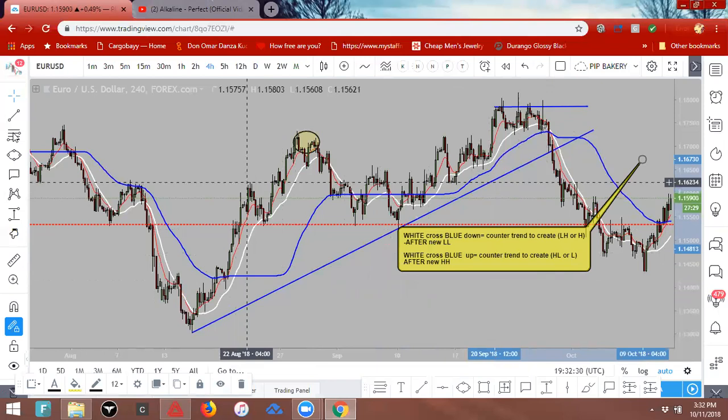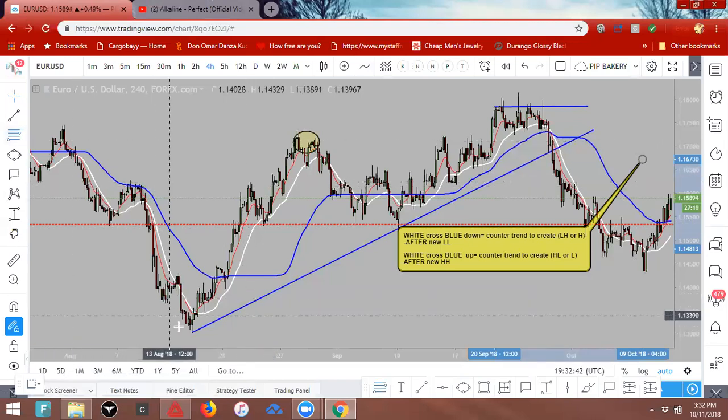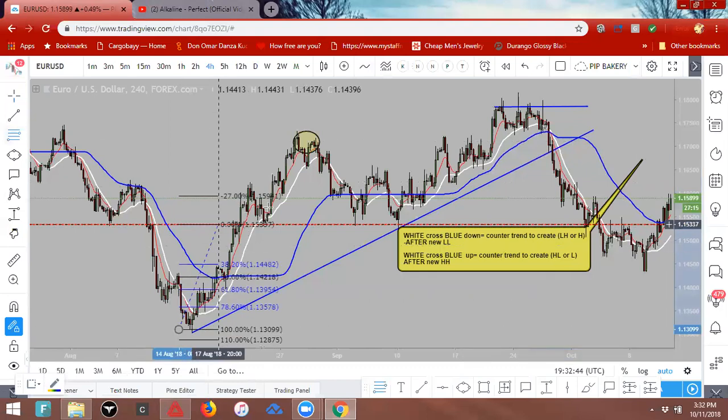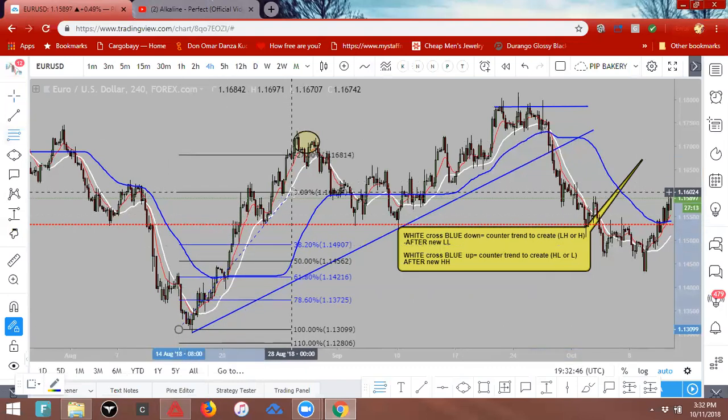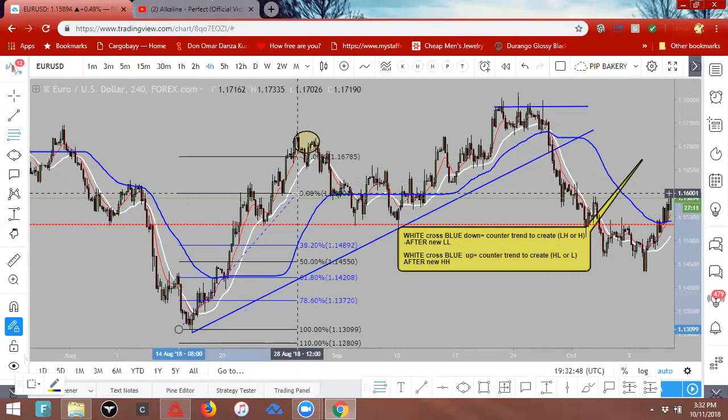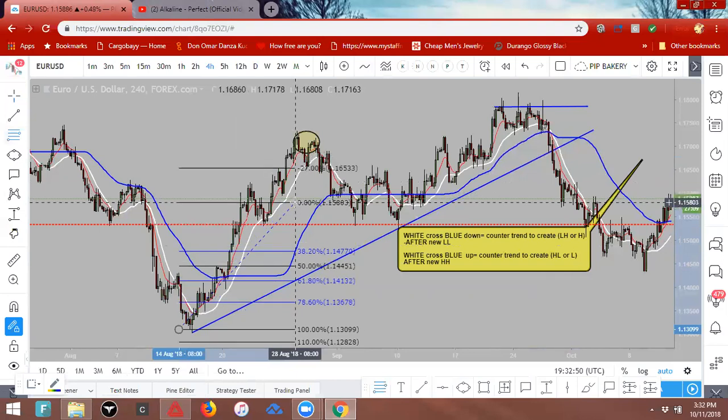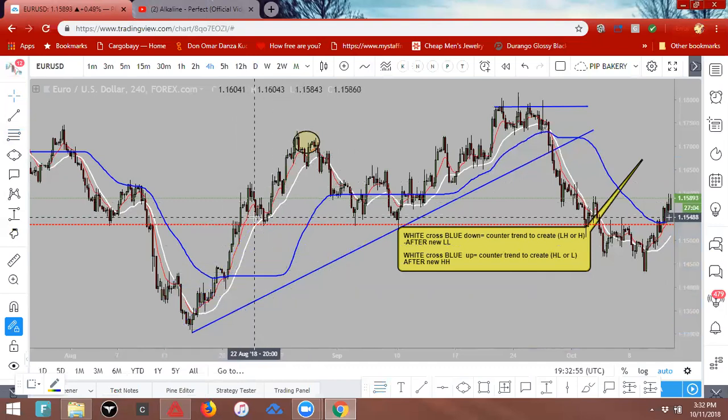So white cross blew up, counter trend to create a higher low or a low, right? Because my moving average crossed up. So in this case, I'll take my fibs, boom, point A, point B. I don't have a 38.2 touch, so I'm still waiting for my higher low. So this is invalid. It's a higher low, but it's a small higher low. I want my main higher low.